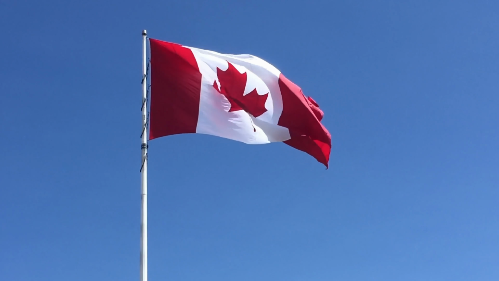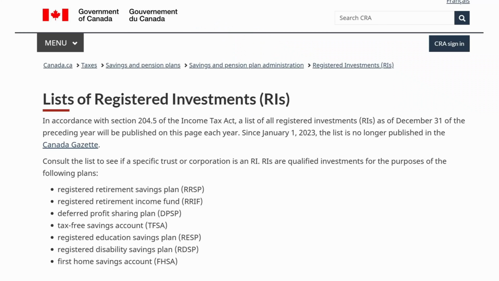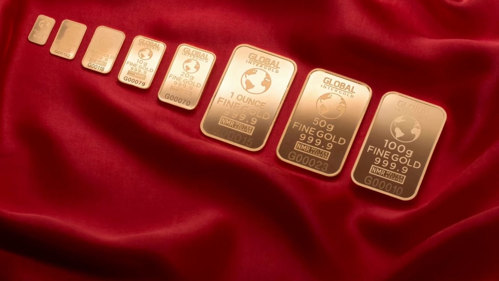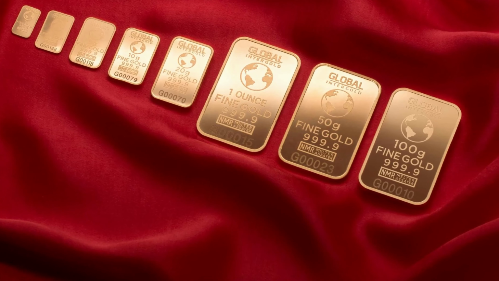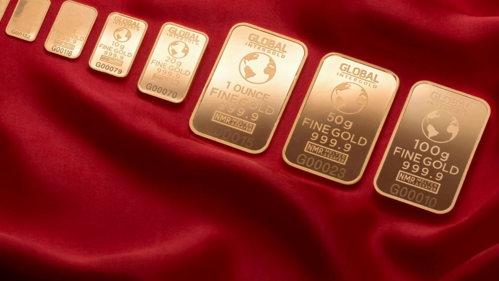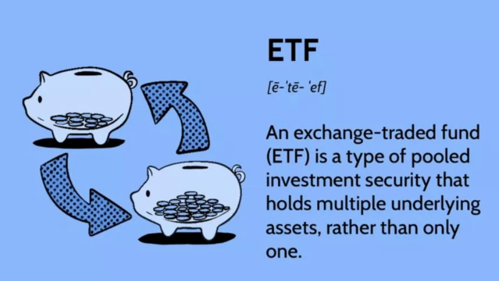First, a quick rule many investors don't know. Registered accounts in Canada are regulated by the Canadian Revenue Agency, and you usually cannot buy physical gold bars and store them inside your TFSA or RRSP. If you personally hold the gold, it does not qualify. Instead, the gold has to be held by a qualified custodian or exist as a security traded on an exchange. That's why most investors use gold ETFs.